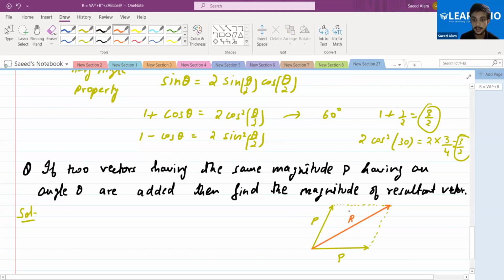Okay, so this is the resultant vector R. This is also P and this is also P. The magnitude of both the vectors is P. And where should I mark the theta here? Angle between P and P. Yes, so this is the angle theta here. So find out the R, what it should be.